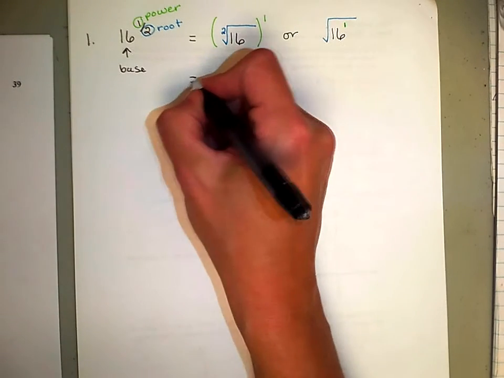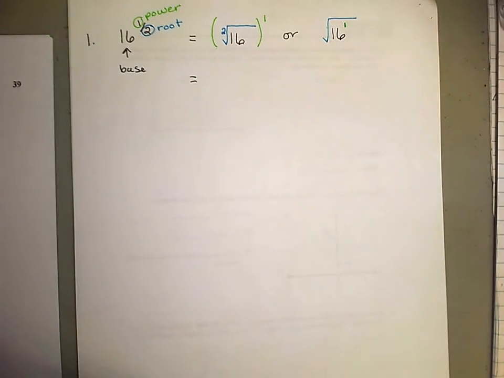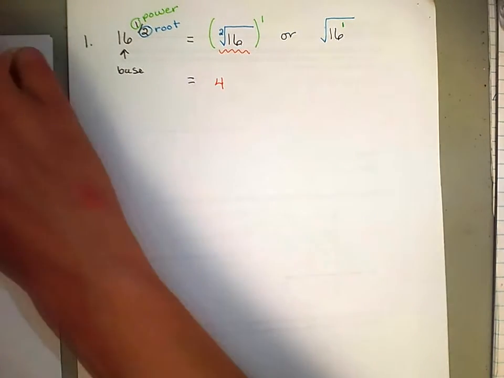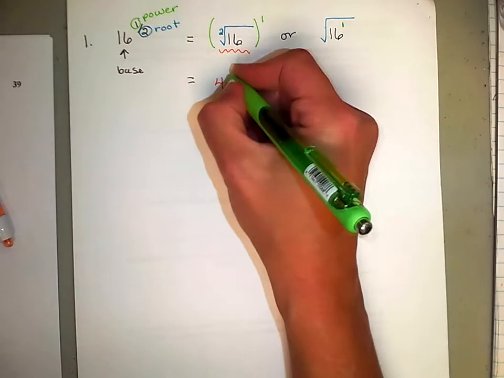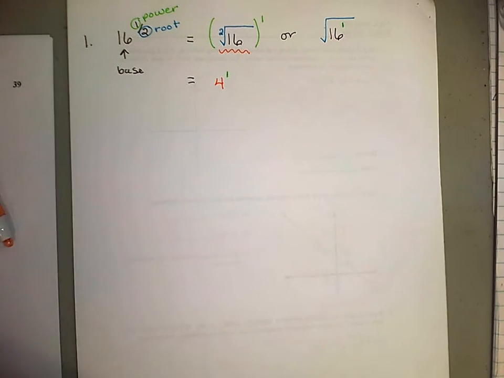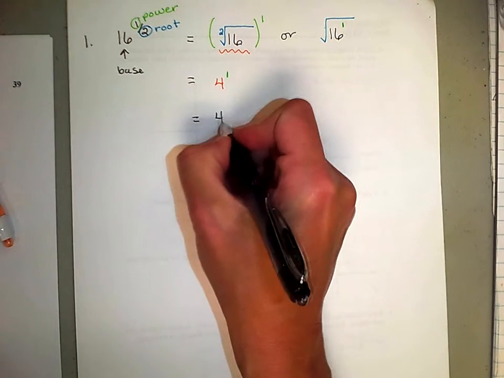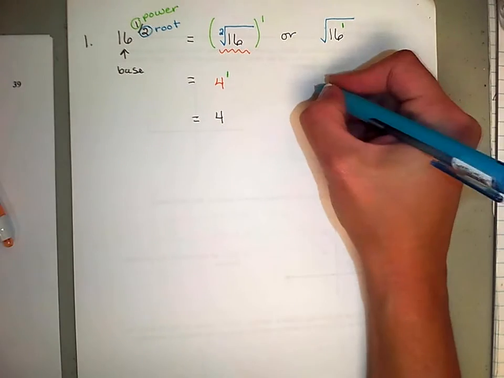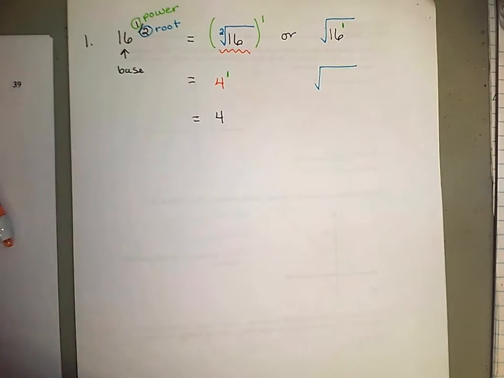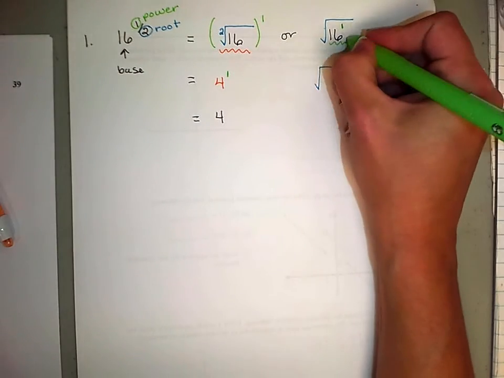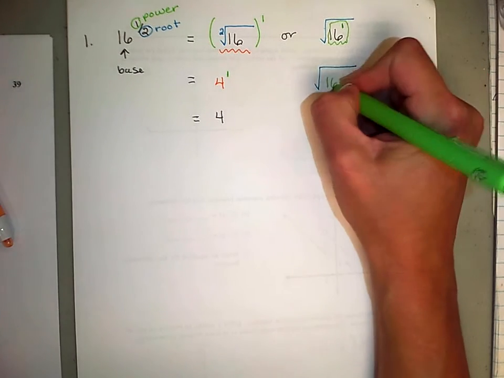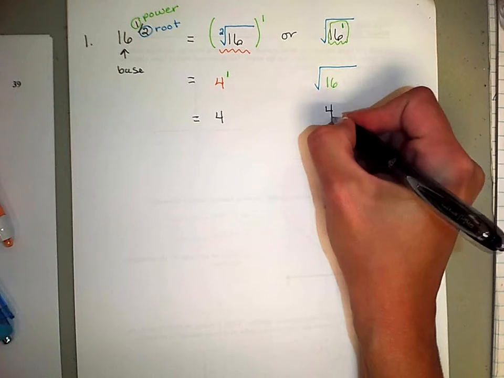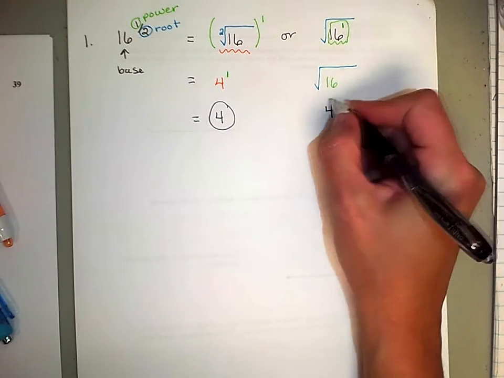Alright, so first I take the square root of 16, and the square root of 16 is 4, and we leave that to the first power, which is just equal to 4. Or I could come over here, leave the square root alone, take 16 to the first power, which is just 16, and then simplify to get 4. Either way, we'll come up with the same answer.